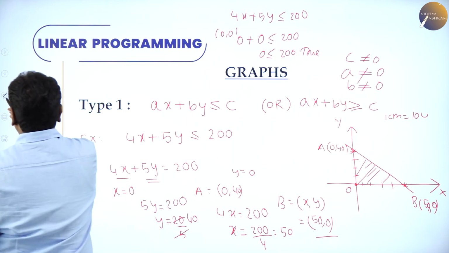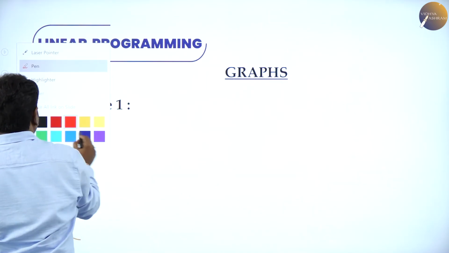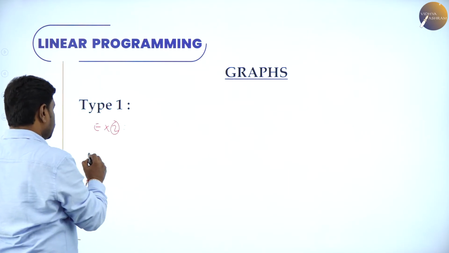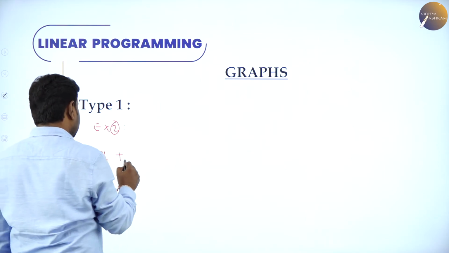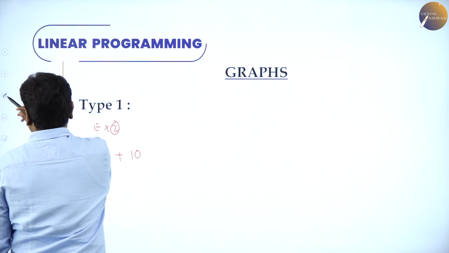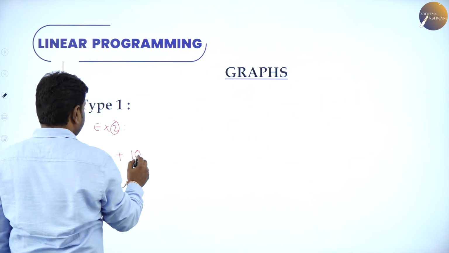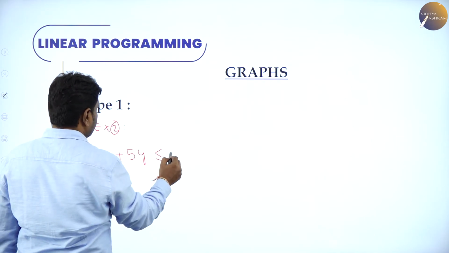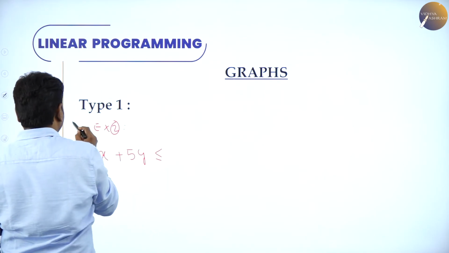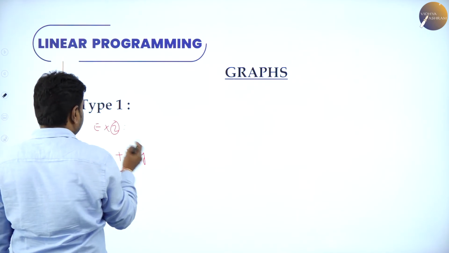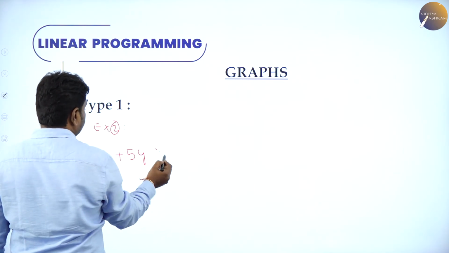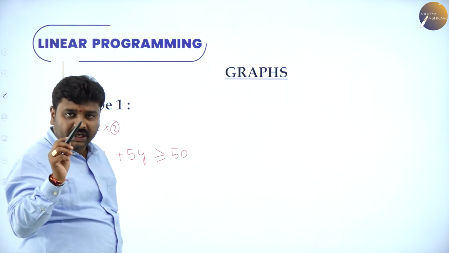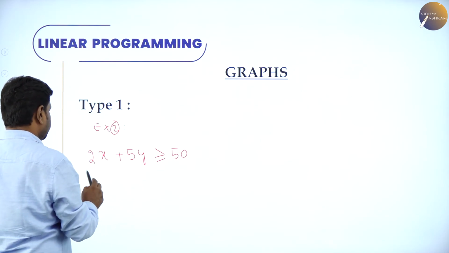So now let us take one more graph as an example for type 1 only. So type 1, I'll go to example 2. Example 2. So 2x plus 5y, one greater than, as we have already done less than, so we'll take greater than or equal to 50. So if you want to draw the line, first take equal to.